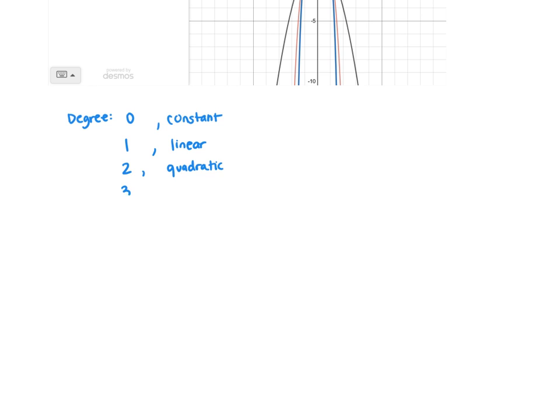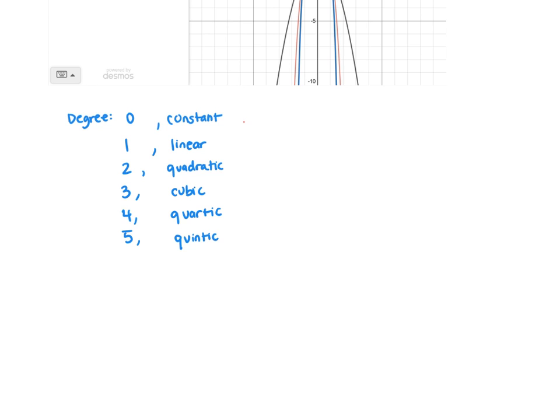If we have a polynomial of degree 3, we call it cubic. Degree 4 is quartic. Degree 5, we call it quintic. Anything after degree 5, we'll just call it degree 6, degree 7, degree 8 polynomial. Okay? All right, now examples.